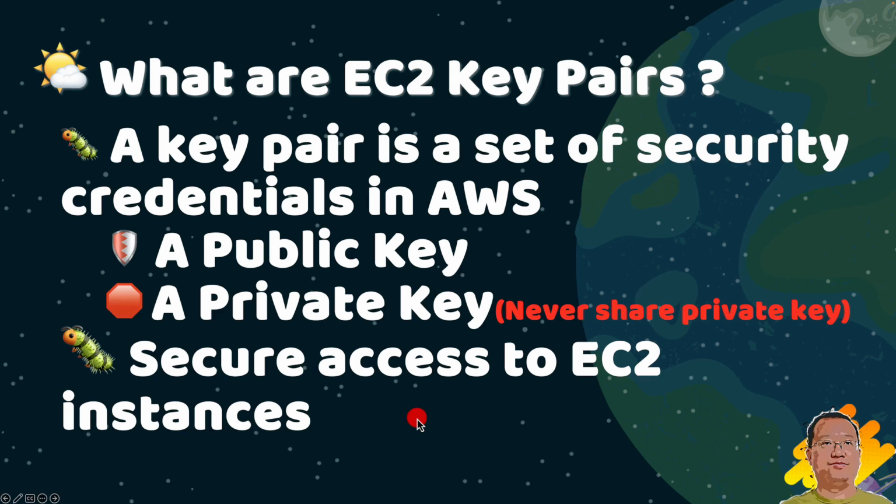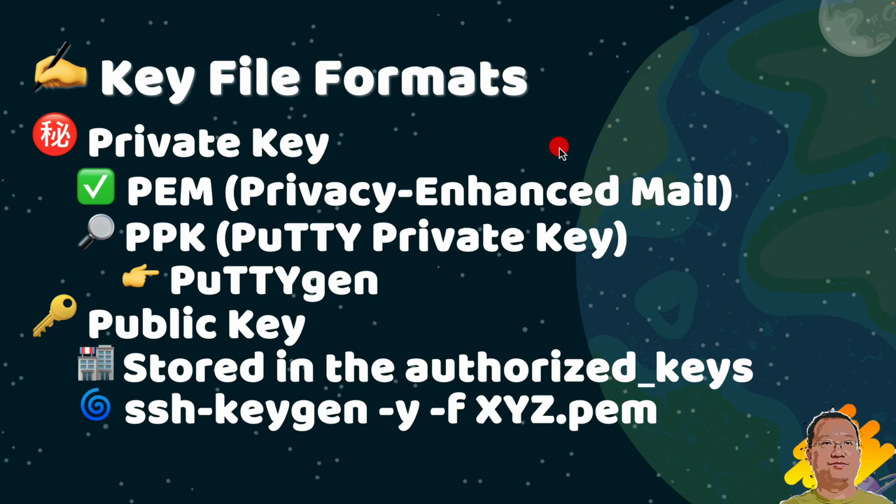Let's talk about the key file formats. AWS only accepts two formats for private key files, PEM and PPK. PEM format is the most common type provided by AWS when you create a key pair. PPK format is often used by PuTTY. You can convert your PEM key to PPK format using tools like PuTTYgen. Important, no matter the format, keep your private key secure. Do not share it with anyone, just like you wouldn't share your house key.